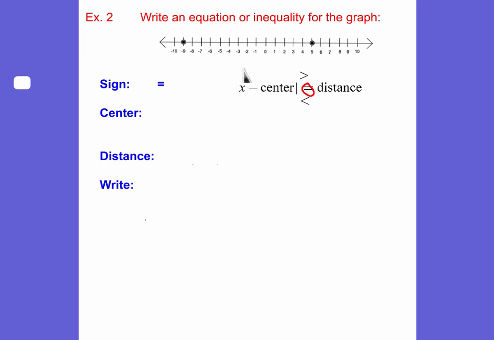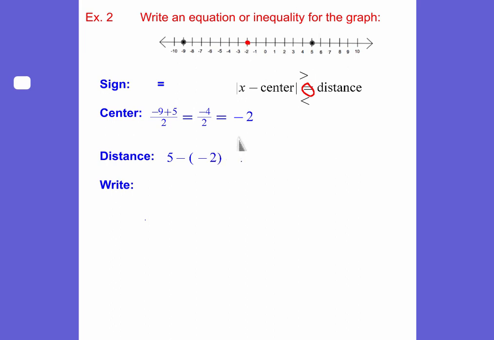Now I want to find the center by averaging these 2 points. So I do -9 plus 5 and divide by 2. -9 plus 5 is -4, and -4 divided by 2 is -2. So the center is this point right here at -2. Now to find the distance, there are 2 methods. I can do my subtraction.